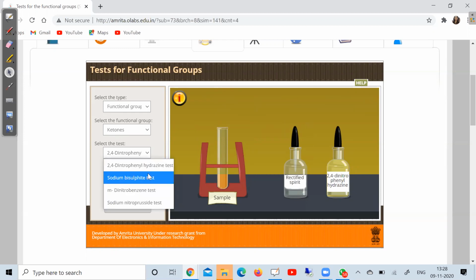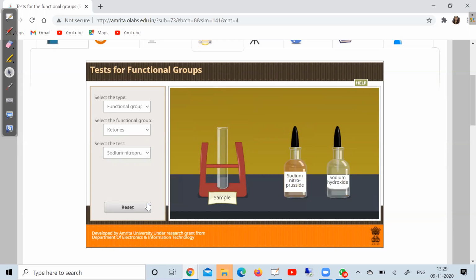But you can see over here, there is no Tollens and Fehling test, because if Tollens and Fehling test will be added to the ketone, you will not get the shining silver mirror or red precipitate. So there is another test, sodium bisulfite. Okay, there is one test which is only given by ketone, that is sodium nitroprusside.